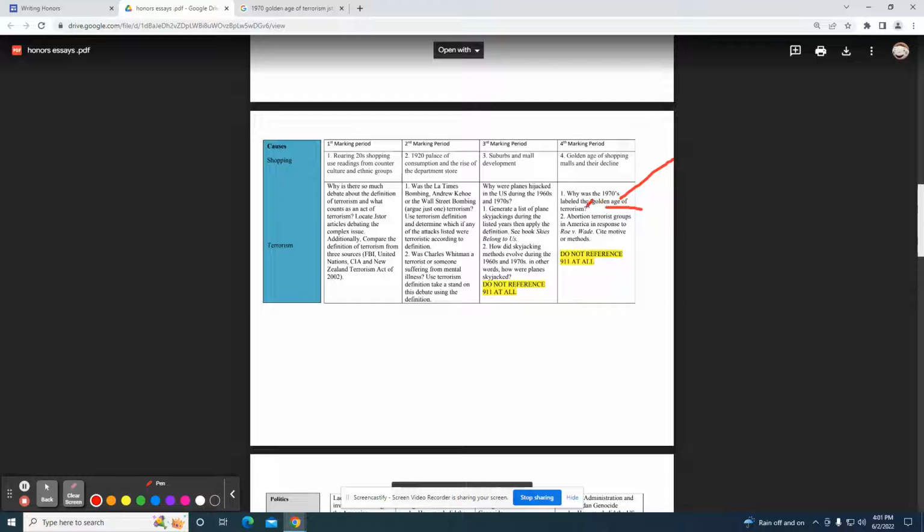Essay topic 2, abortion terrorist groups in America in response to Roe v. Wade. So Roe v. Wade is passed, and this leads to a situation where people of the extreme religious right want to go back to old ways.